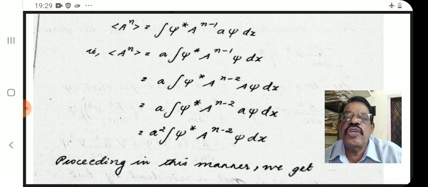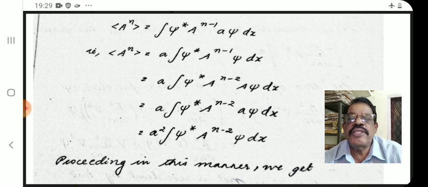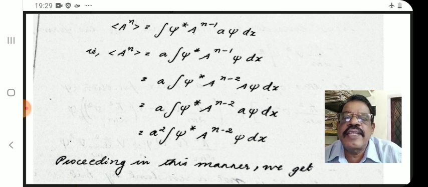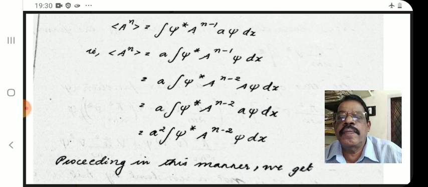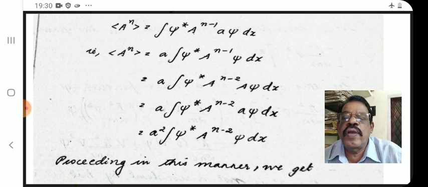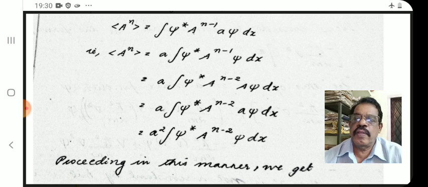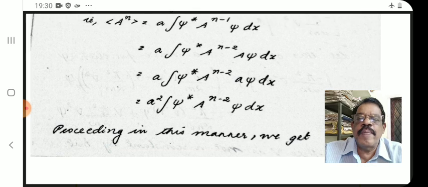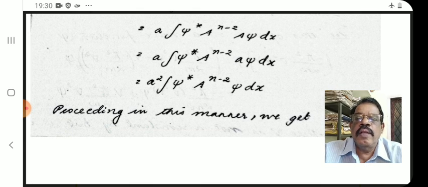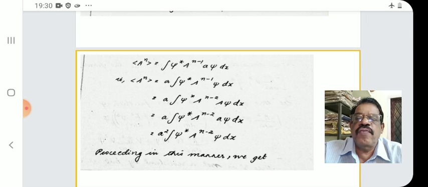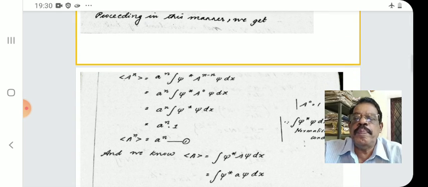Again, we split A raised to n minus 1 as A raised to n minus 2 into A, and we write A psi as small a psi. Small a is again taken out. So we get a squared times the integral of psi star A raised to n minus 2 psi dx. Now we write A raised to n minus 2 as A raised to n minus 3 into A, and proceed in the same manner, and finally we reach a step like this.